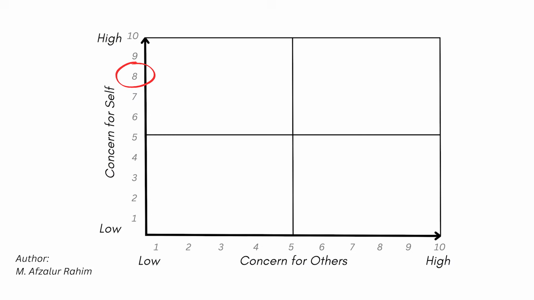For example, I have a high concern for myself, let's say an 8, and a moderate to high concern for others, let's say a 7. That puts me somewhere in the top right box. So let's look at each of these styles to find yours.